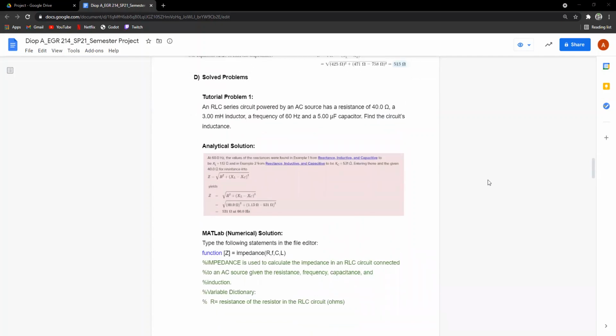So if we look at the tutorial problem for number 1, we have a similar situation, except this time our resistance is at 40 ohms.